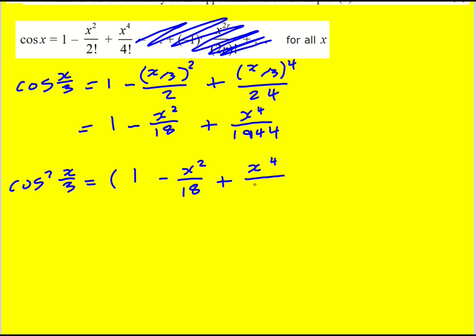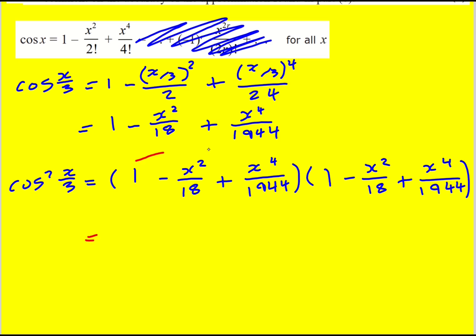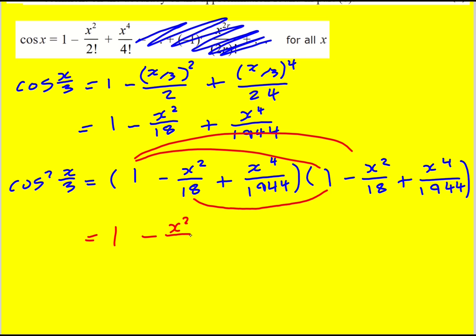And you can see why we could truncate, because if I had the x to the 6 terms, there's no way I'd be able to use them to get terms in x to the 4. Probably worth writing out like this and making sure you're being careful. So we're going to get 1, and then 1 times minus x squared over 18, but we're also going to do minus x squared over 18 times 1. So we're going to get 2 lots of it, and we're going to get minus x squared over 9, because it's 2x squared over 18. I've just then simplified it.